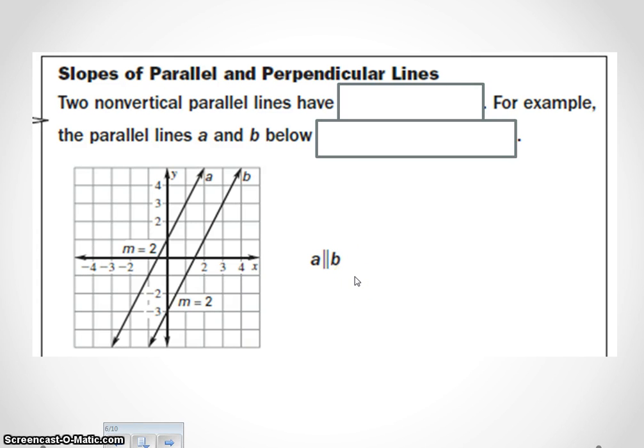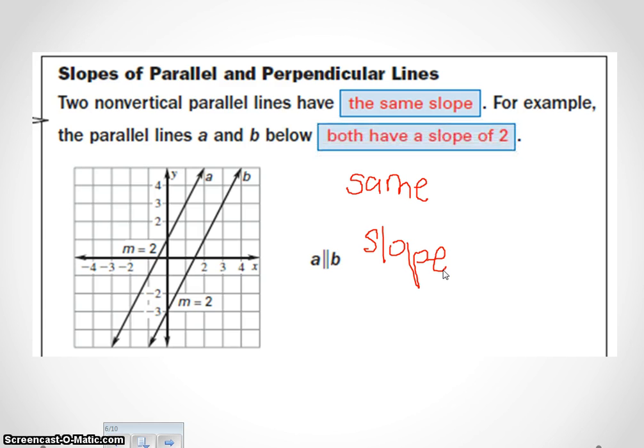Parallel and perpendicular lines. All you really need to know about parallel lines: 2 parallel lines have the same slope. If they're parallel, they have the same slope. For example, this slope is 2. Let me show you how it's 2. Pick 2 points. Let's pick this point, and let's pick this point right here.